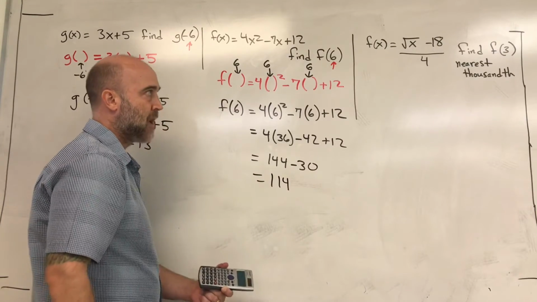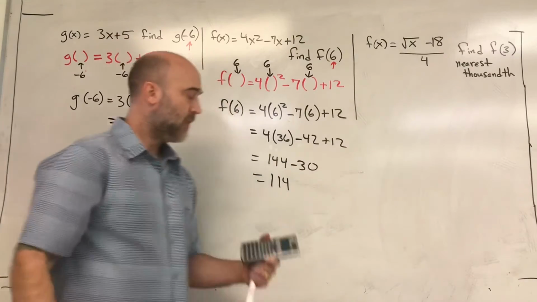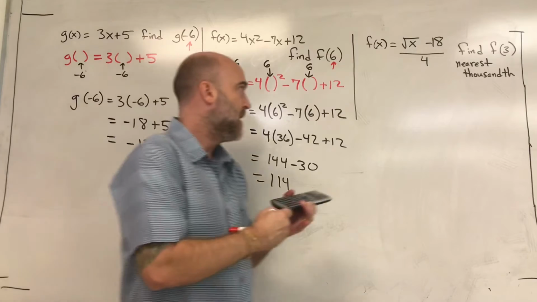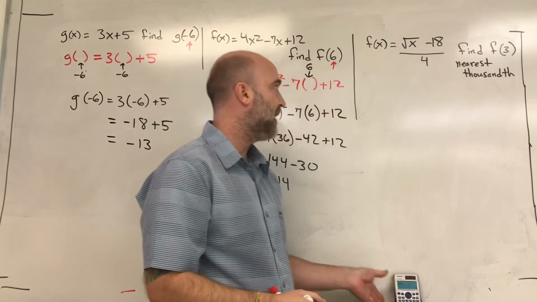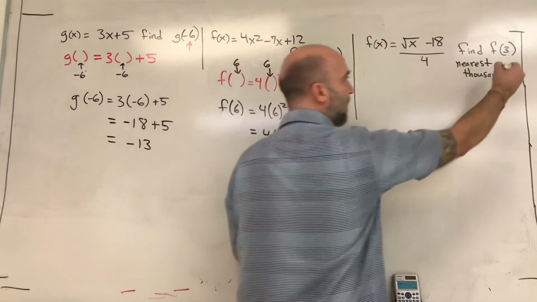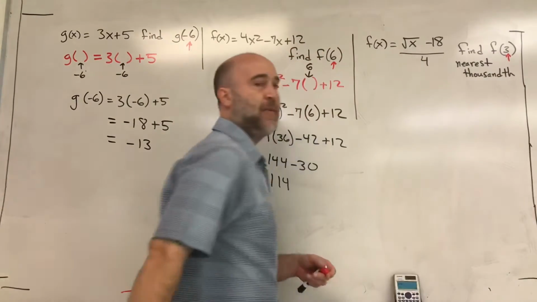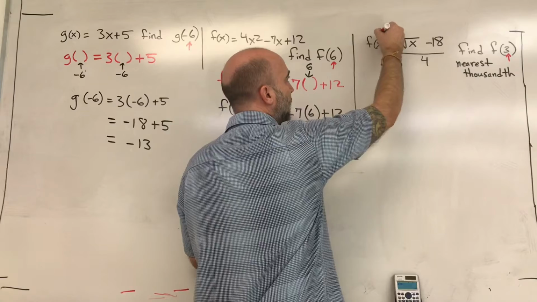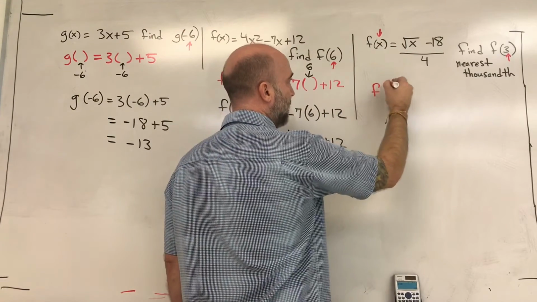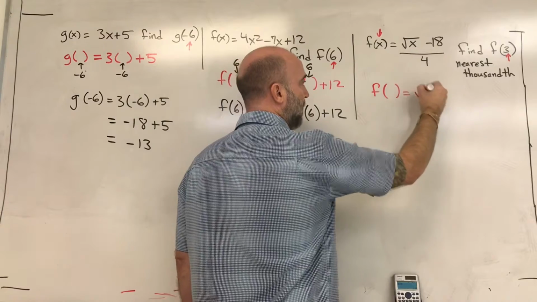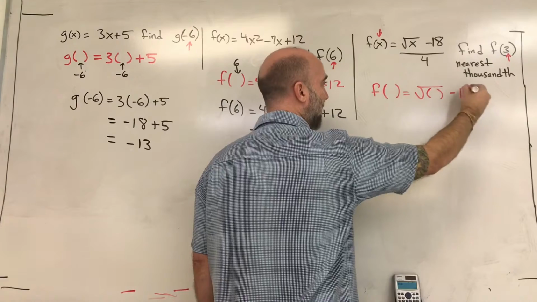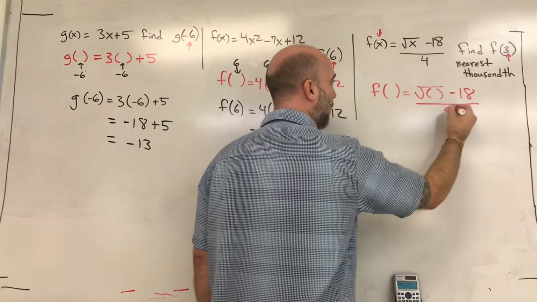114. The last one is I'm plugging in the 3 into the function machine. And it says also to round to the nearest thousandths. So we'll go ahead and deal with that when we get there. But there's my input. I'm plugging in 3 into wherever I see the X. So here's my little skeleton again. Square root of what I'm plugging in, minus 18 all over 4.